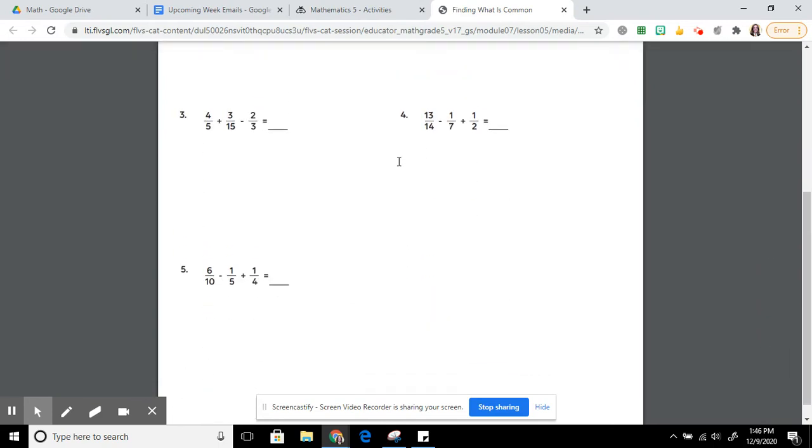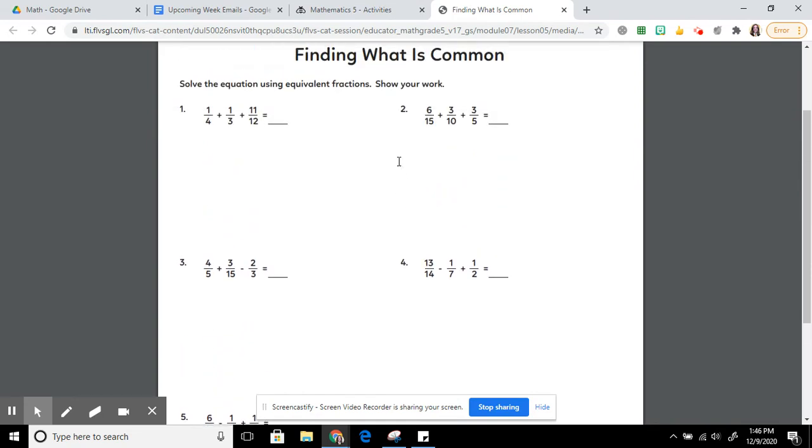It's a 5-question worksheet where you are adding and subtracting fractions with unlike denominators. And when I say unlike denominators, the denominator is the number on the bottom of the fraction. So if you look at number 1, the denominators are 4, 3, and 12. Those are different numbers, and we can't add fractions without finding those equivalent fractions, which means fractions that are equal with another fraction. So I'm going to show you how to do this.